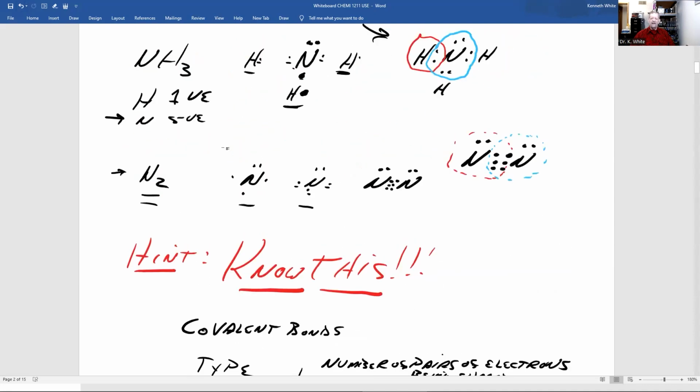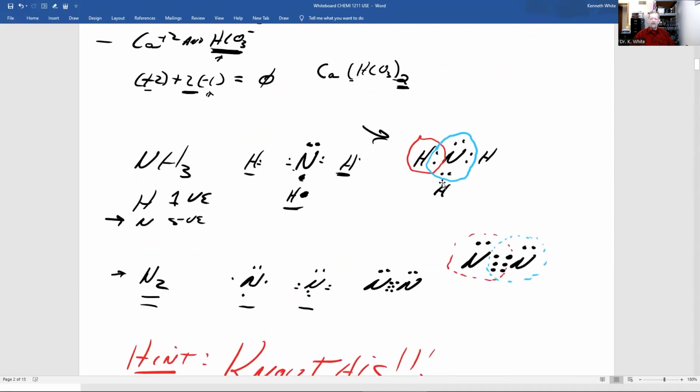And if we look at ammonia, NH3, what type of covalent bond exists between the nitrogen and hydrogen in that molecule? And the answer is one pair of electrons. Therefore, by the way, these three dots, like this means in math, therefore, it's a single bond.